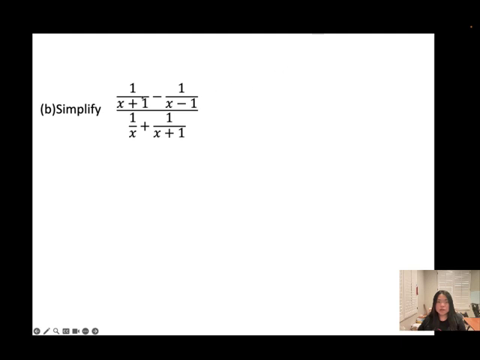Again, find out the LCD. Make sure you look at every single term. So x plus 1, x minus 1, x, and x plus 1. So these are the 4 terms here. What is the LCD? The LCD will be x times x plus 1 times x minus 1.